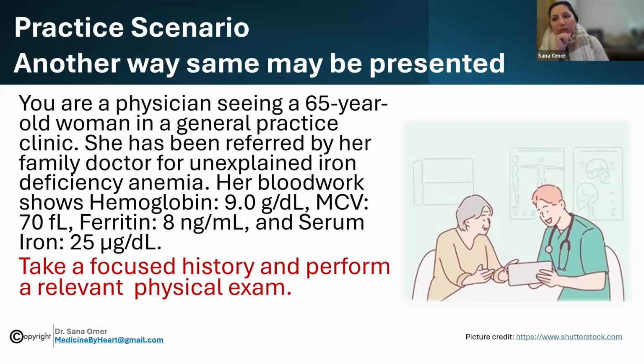Now, the same scenario can also show up like this: you are a physician seeing a 65-year-old woman in a general practice clinic. She has been referred by her family doctor for unexplained iron deficiency anemia. Her blood work shows hemoglobin of 9, MCV of 70, ferritin of 8, and serum iron levels of 25. Take a focused history and perform a relevant physical examination.